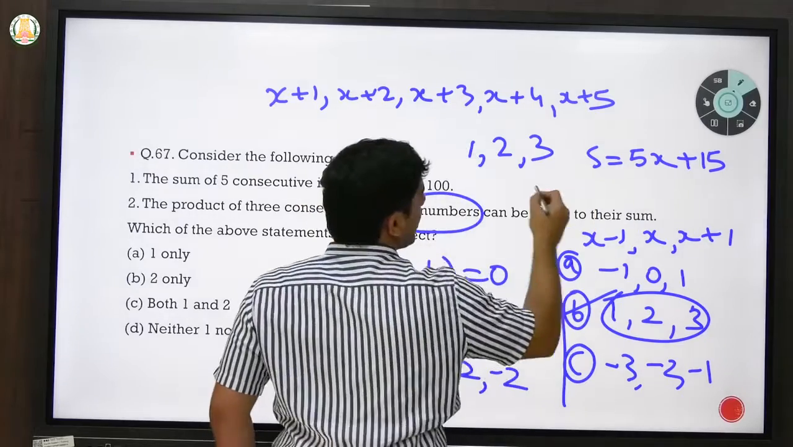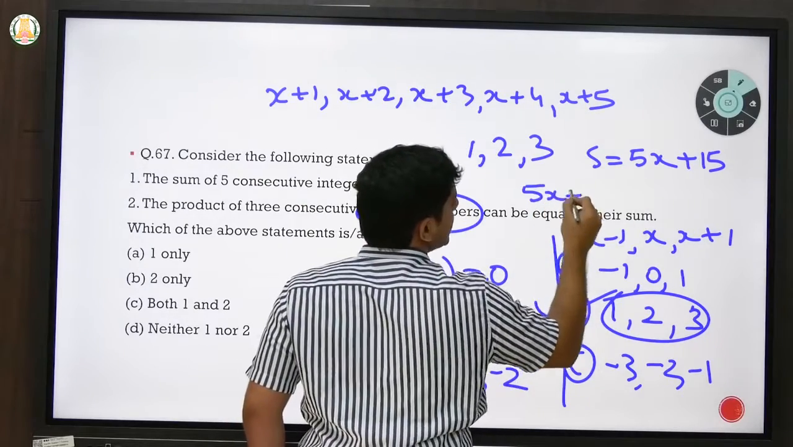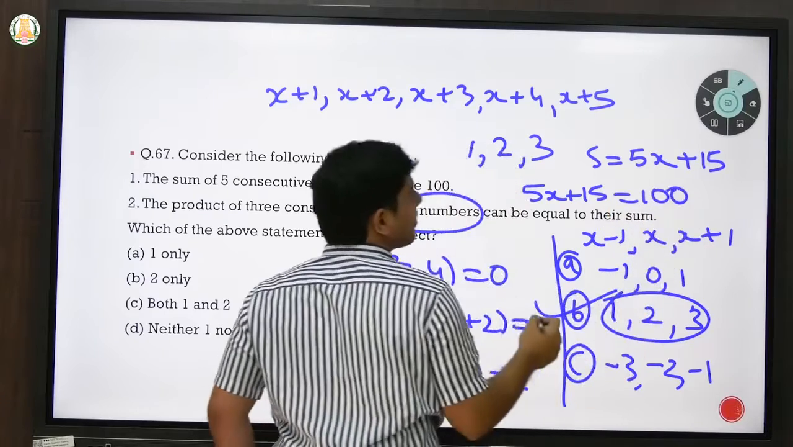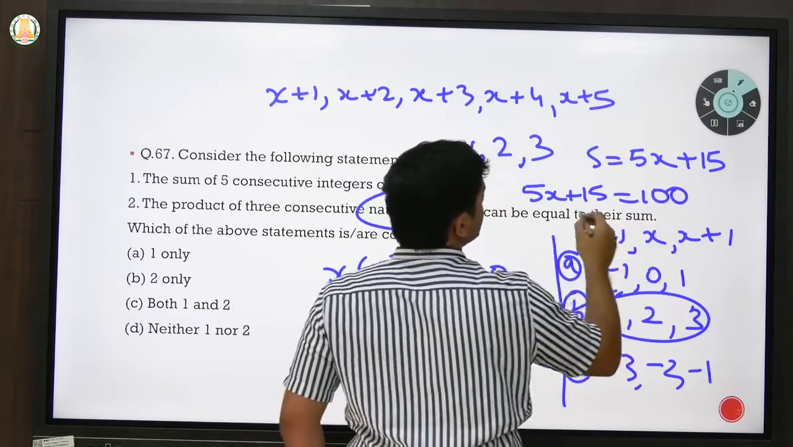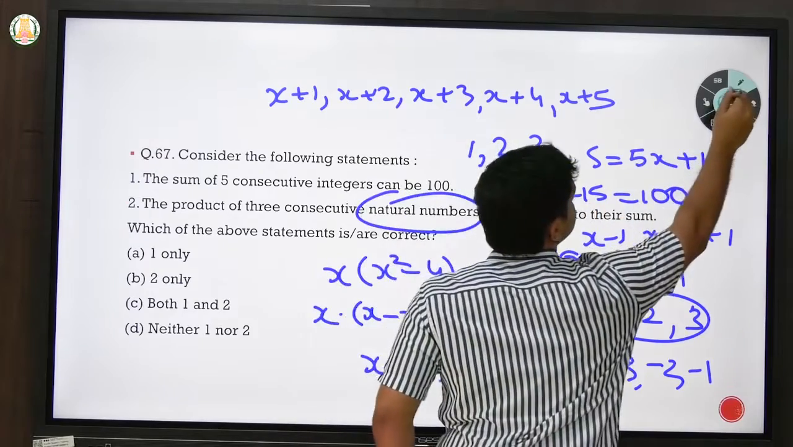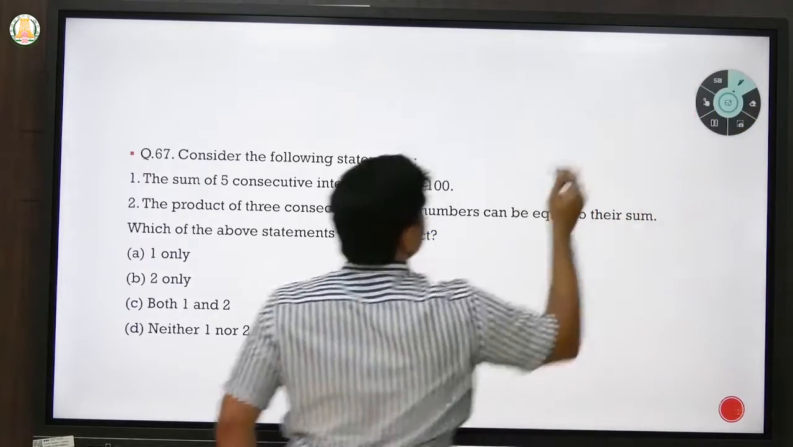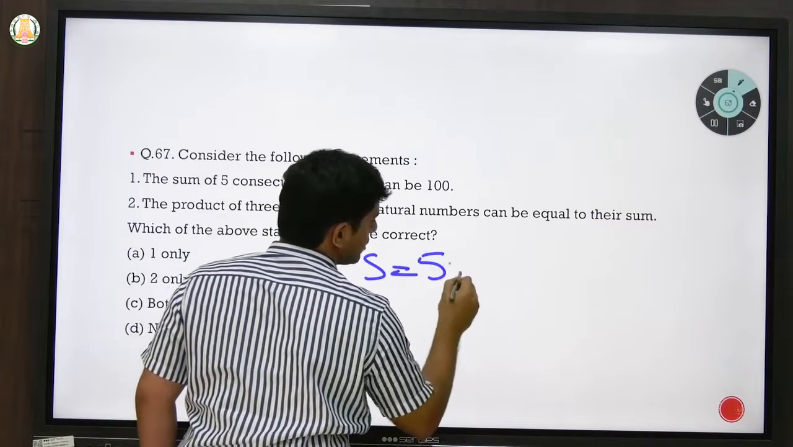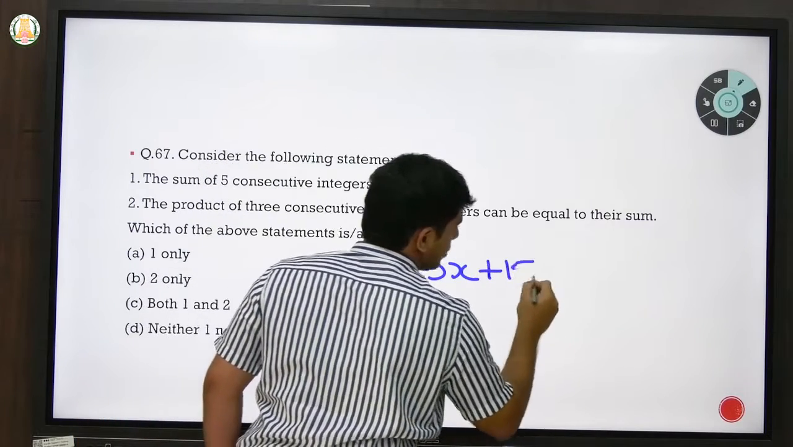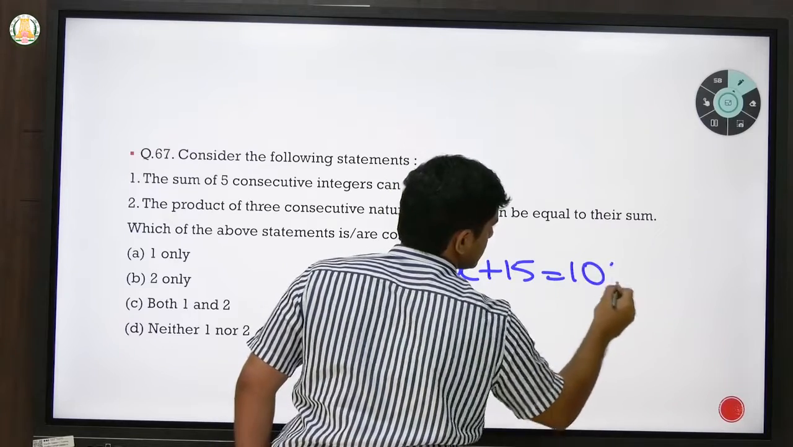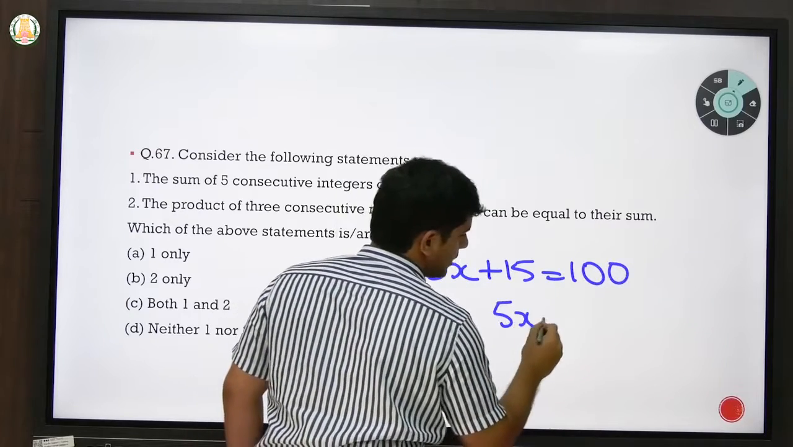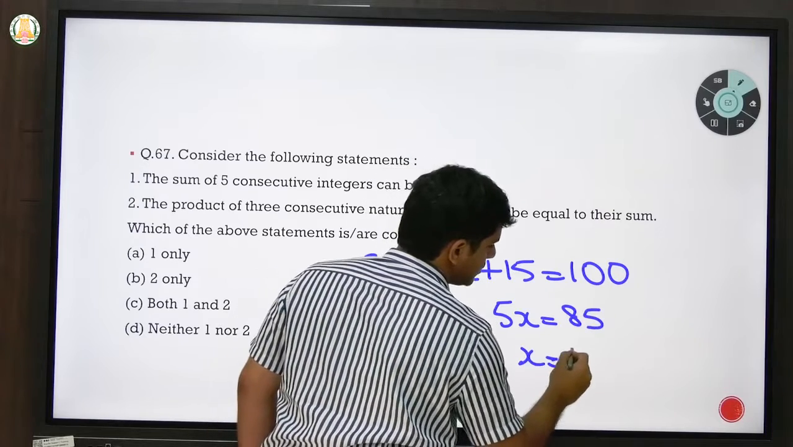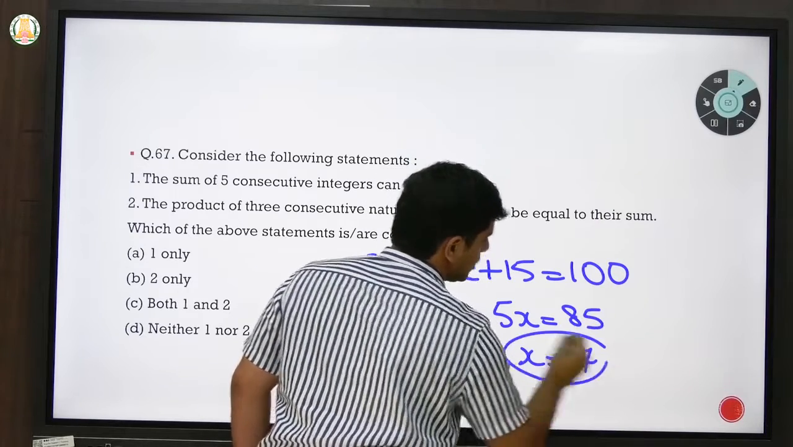Okay. So now I will equate this 5x plus 15 equal to 100 because he has given me the sum as 100. So I'll get s is equal to 5x plus 15, and that is equal to 100. 5x will be 85 and x will be 17.